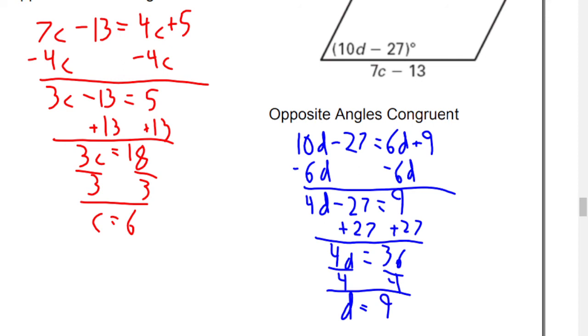Solve down, we get 9. But remember to write down which property we're using, which equation that means we're going to set up.